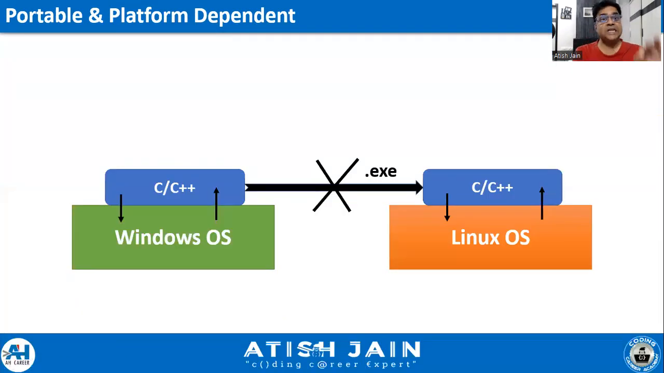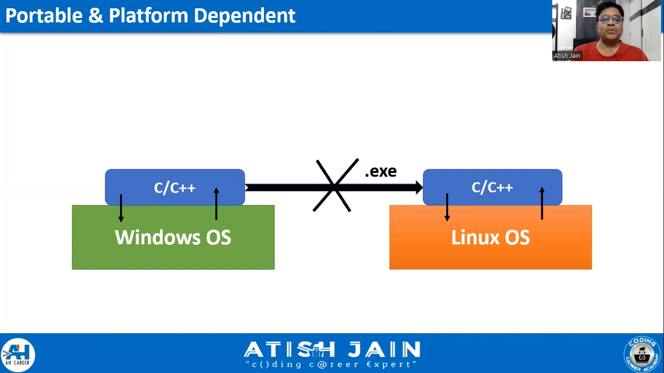Let me explain the exact difference between portable and platform dependent, because many students have confusion between portability and platform independence and dependence. C and C++ are known as portable programming languages. And of course, Java is also a portable programming language. But being portable, it is also platform independent, whereas C and C++ are portable but platform dependent.